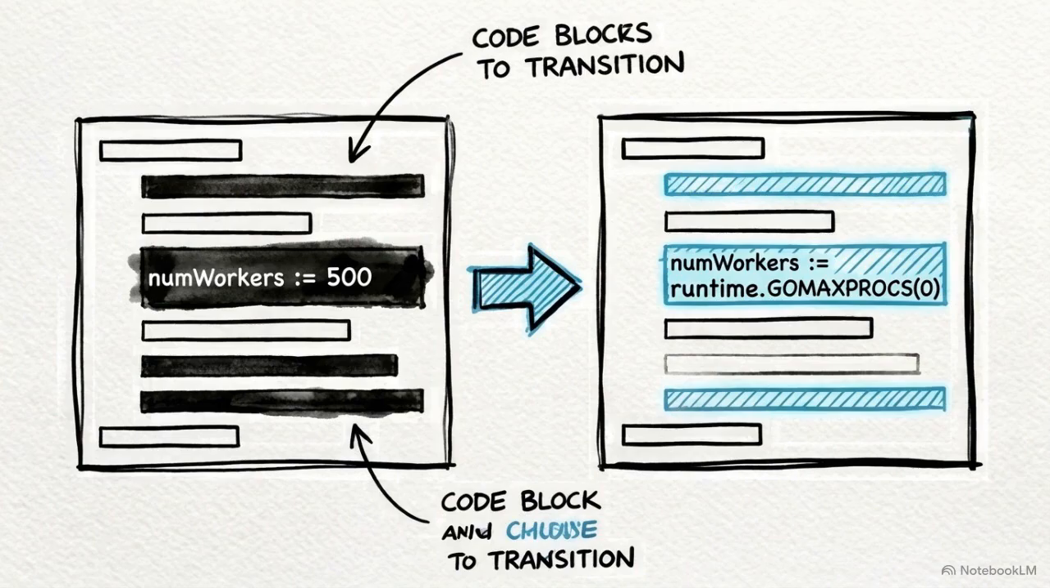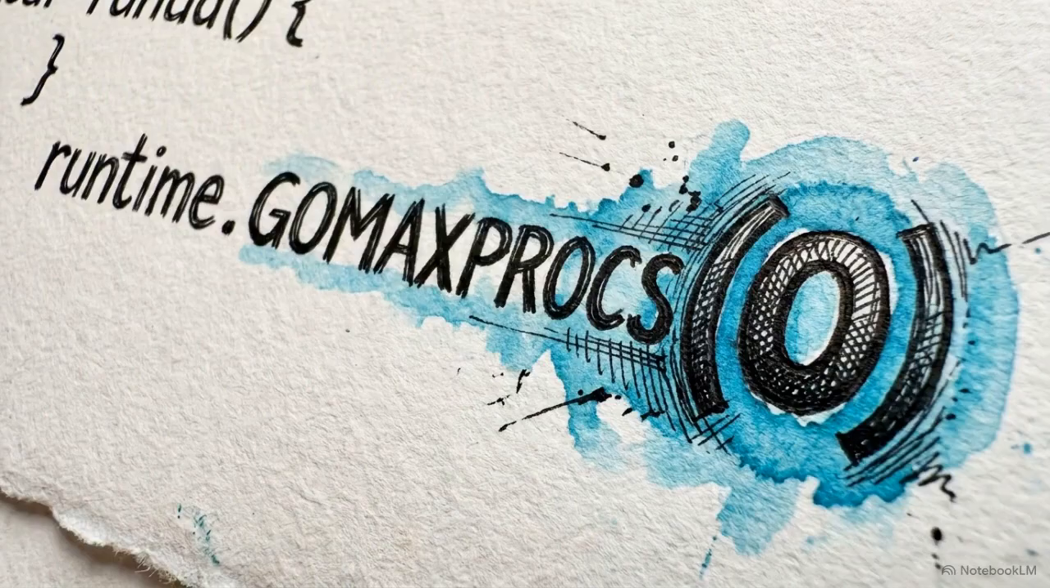Instead of an arbitrary number, we use runtime.GOMAXPROCS. This function allows the program to fetch the exact number of logical processors available. By passing 0 to the function, we retrieve the current setting without modifying it.